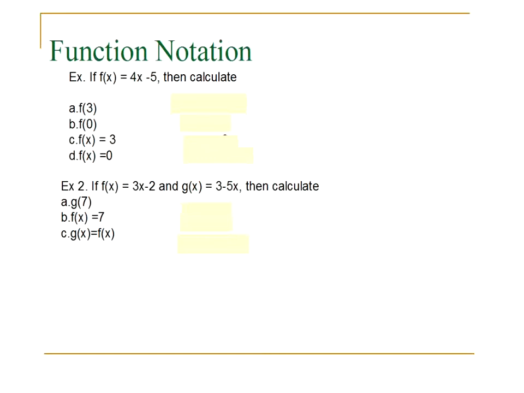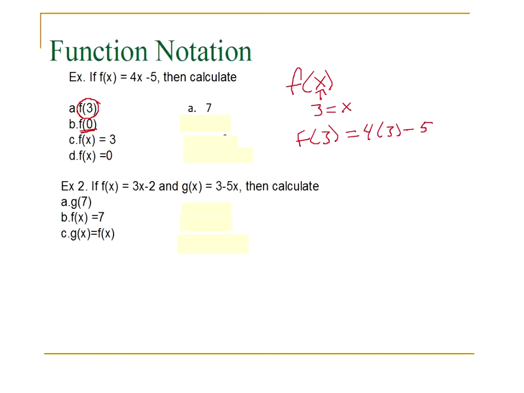So let's take a look here. If f of x equals 4x minus 5, then we're going to calculate these things together. So this first thing says f of 3. Notice it's not f times 3, it's f of 3. And it was written f of x, but now this is a 3. Well, that means that x equals 3. So f of 3 would equal 4 times 3 minus 5. And that would mean that f of 3 equals 7.